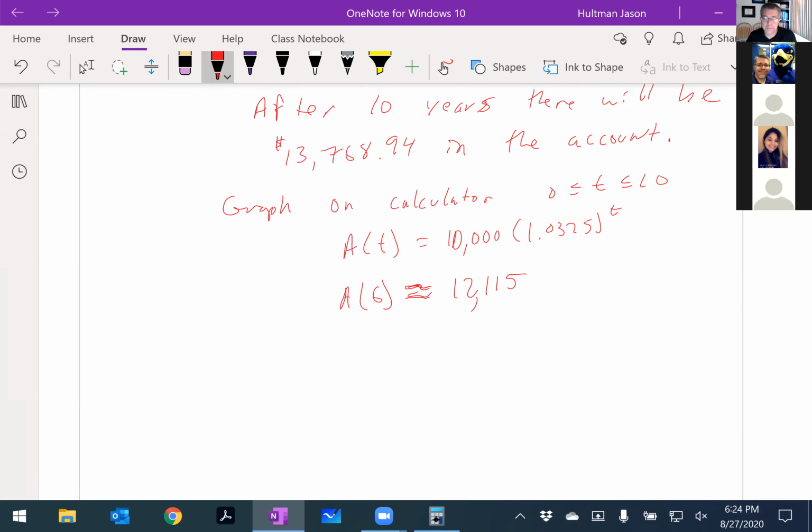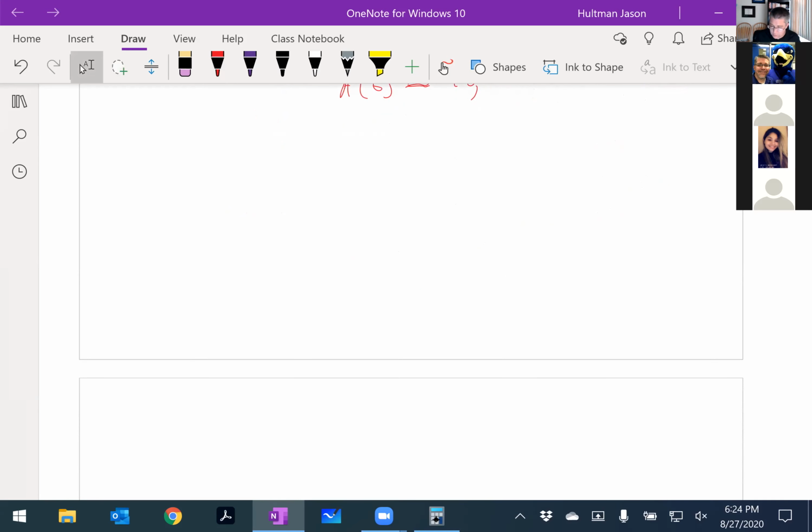Okay, let's do another one here with population. Sun just went down. Turn my light on. Okay, that's better. Now I can actually see.